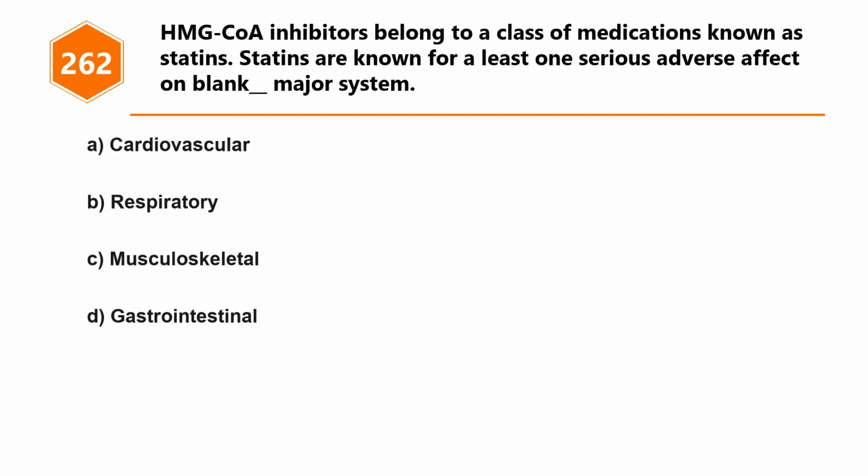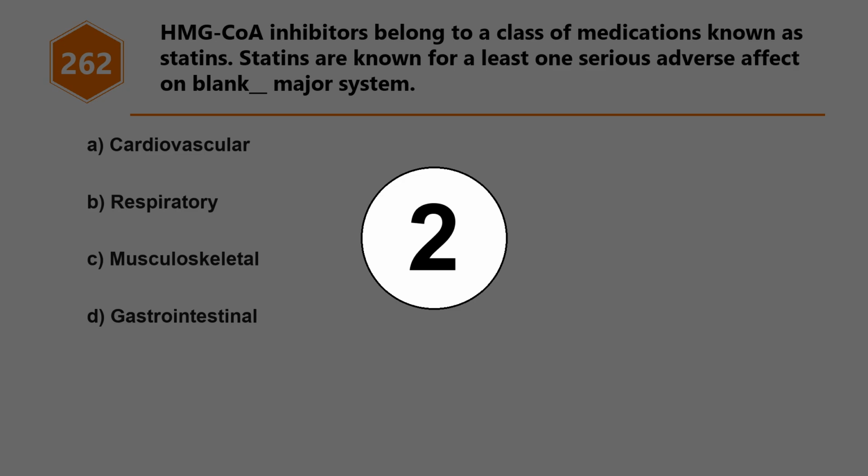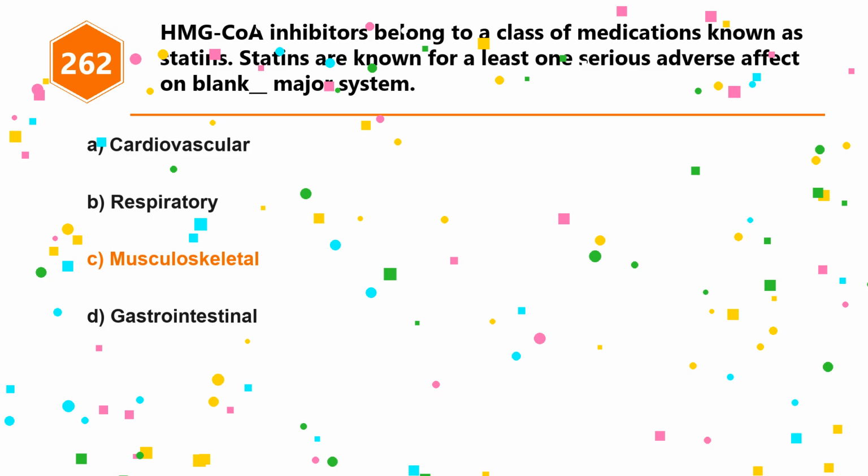Question 262. HMG-CoA inhibitors belong to a class of medications known as statins. Statins are known for at least one serious adverse effect on which major system? Option A, cardiovascular. Option B, respiratory. Option C, musculoskeletal. Option D, gastrointestinal. The correct answer is option C, musculoskeletal.